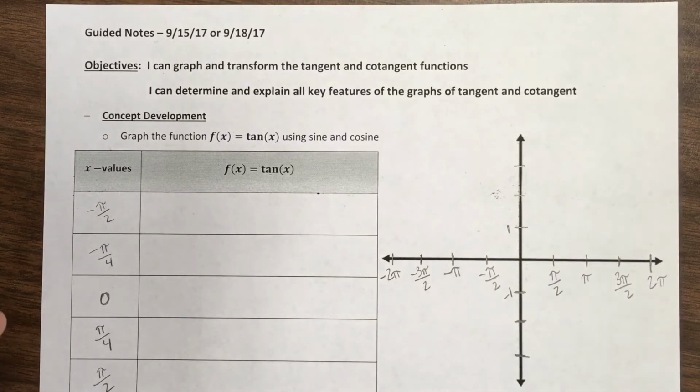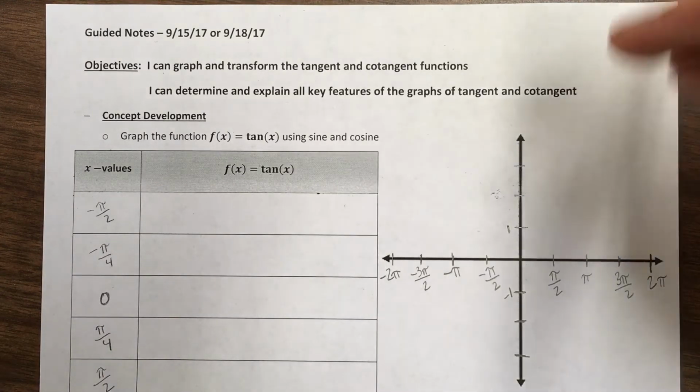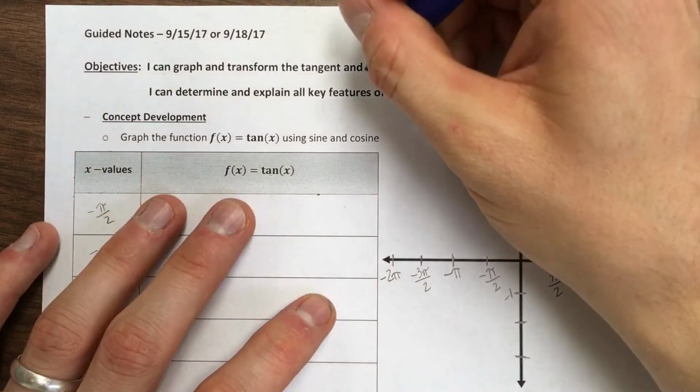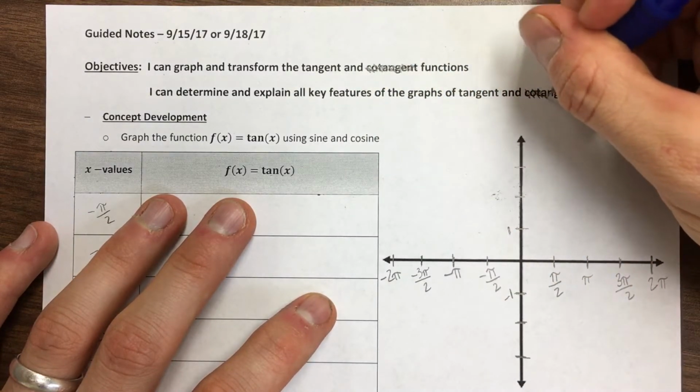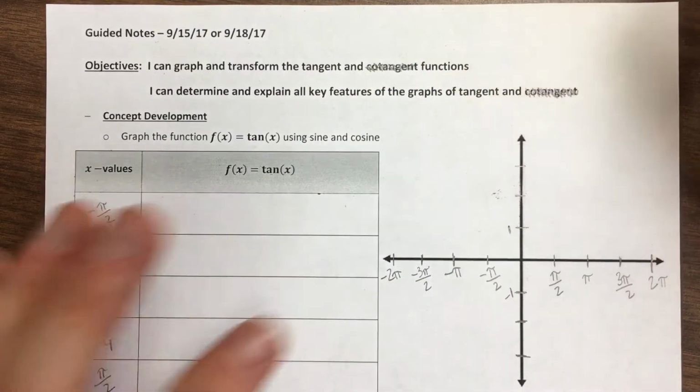We're going to talk about tangent. I was going to do cotangent, but decided we probably don't have time for cotangent. We could do tangent, so I'll probably scrap cotangent out of there. If we wanted to graph cotangent, we could do that pretty quickly, but I'm just going to focus on tangent right here.